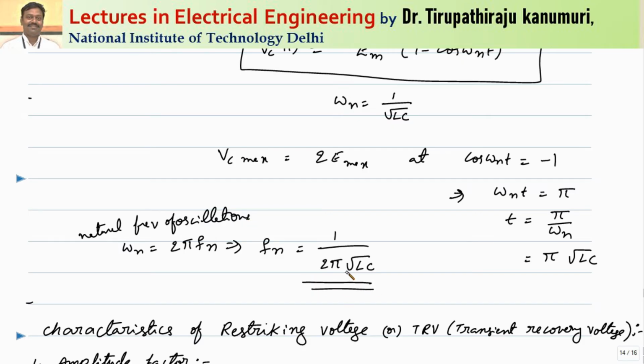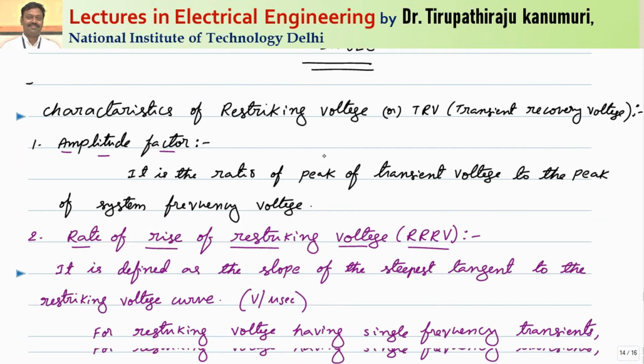So it will oscillate at this frequency. This frequency component will be superimposed on your supply frequency. As a result of this, your resultant value of the voltage will become equal to 2 times E maximum, or 2 times the recovery value of the voltage. So at the instant of arc extinction, it will become 2 times the value of that voltage. That much value will be superimposed. Now getting it? So let us proceed further.